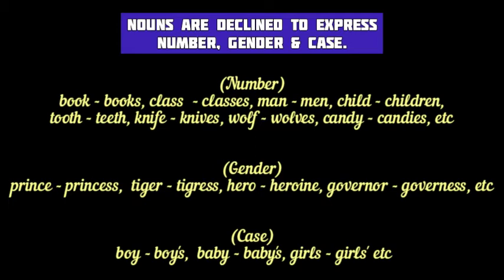But man to men, child to children, tooth to teeth are examples of irregular or inconsistent inflection. In short, all these are examples of declension to express the plural number.